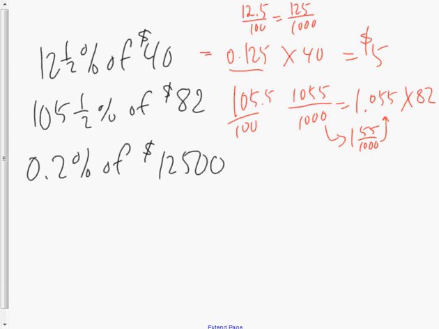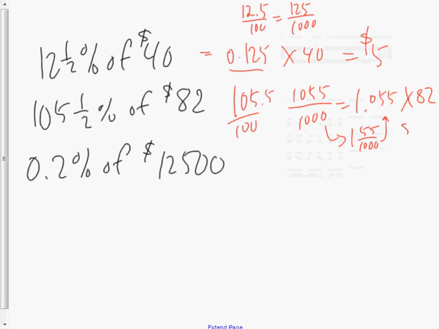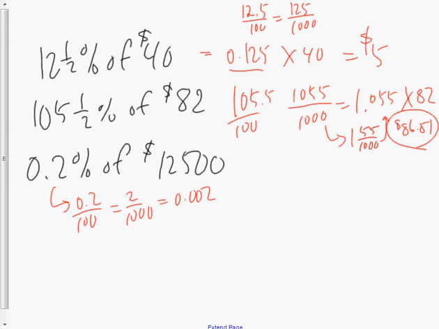So if I want to find 105.5%, I really want to find 105.5% of $82. That'll be $86.51. And the last question, what is 0.2%? Well, 0.2% would be this fraction, this equivalent fraction, and this decimal.